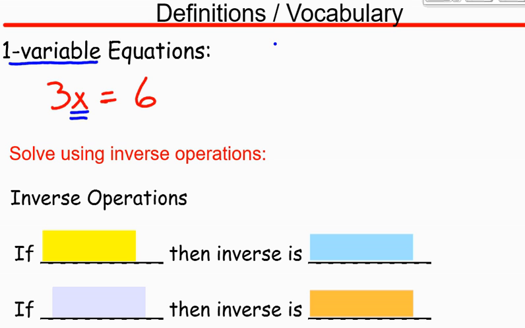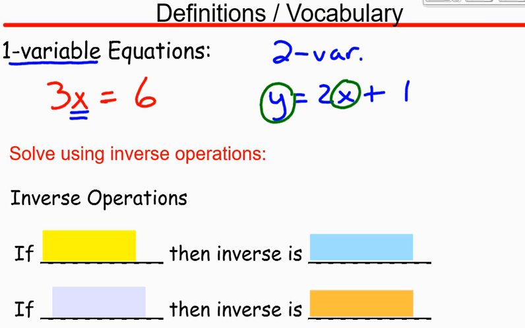Later on in the semester, we're going to be doing two variable equations, and they're going to look like this. Okay, so notice that I have two variables. I have y's and x's. So this is what we're going to be working with in this unit. Only one letter. Okay, so moving on.